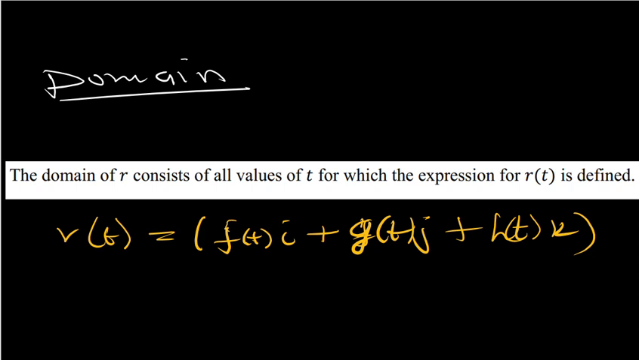So when we are asked to find the domain of any vector function, we look at the individual component functions and look at the numbers that will make the individual component functions defined. Once you know the numbers that will make the individual component functions defined, then you compare them and select their common ones, the numbers that are common to all of them, that will represent the domain of the vector function.